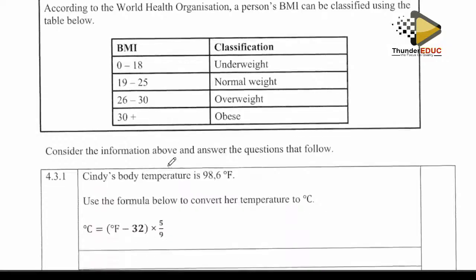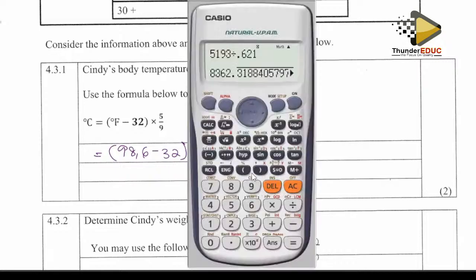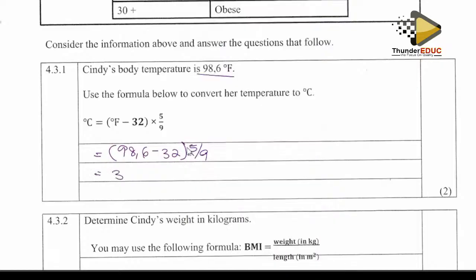Okay, let's look at that. It says convert the temperature. This was straightforward. You just had to substitute the temperature where you see the F: 98.6 minus 32, open brackets. Please, there's a multiplication sign here. Just put it in your calculator: open brackets, 98.6 minus 32, close brackets, times 5/9, which is 37 degrees what?